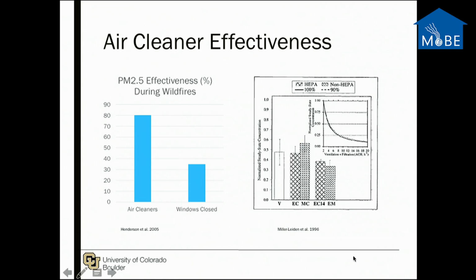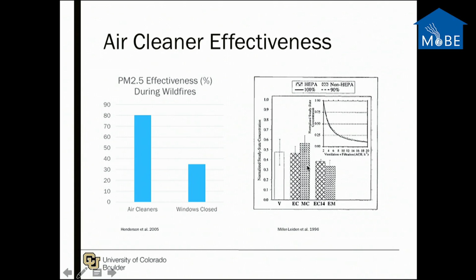This other graph is from one of the very first papers I published in the late 90s, and what I wanted to show here is that if you ventilate a building with 6 air changes per hour, you reduce the concentrations of your particulate matter inside by about 50%.